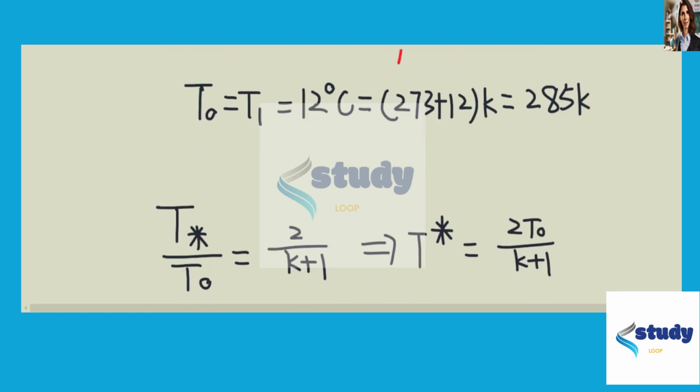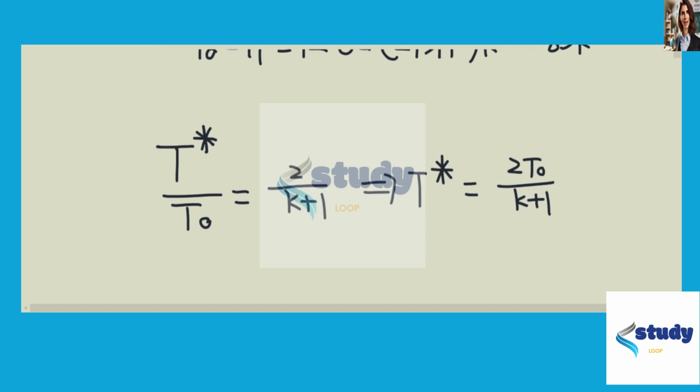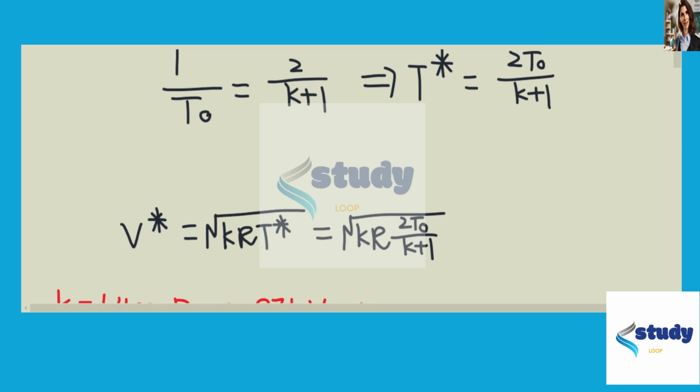So now we can determine the temperature at the throat, which is the critical temperature. So we have T asterisk over T0 is equal to 2 over K plus 1. Therefore T asterisk is equal to 2T0 over K plus 1. Now we can determine the critical velocity, or the velocity at the throat, which is equal to the speed of sound at that location. So we have V asterisk is equal to square root KRT asterisk, which is equal to square root KR times 2T0 over K plus 1.